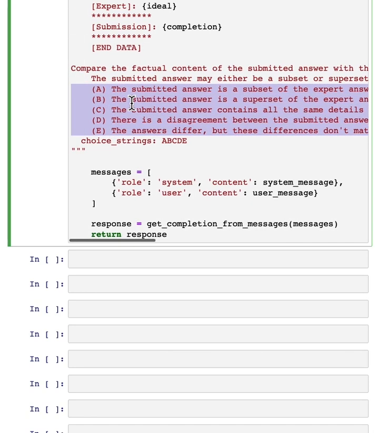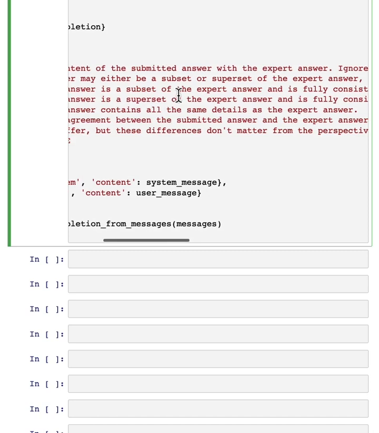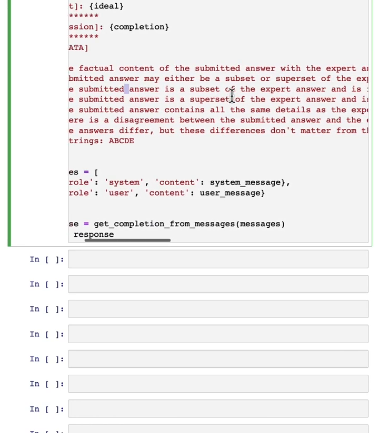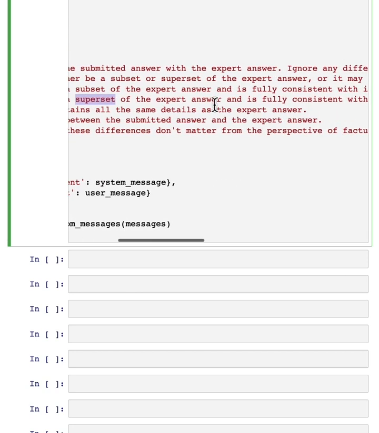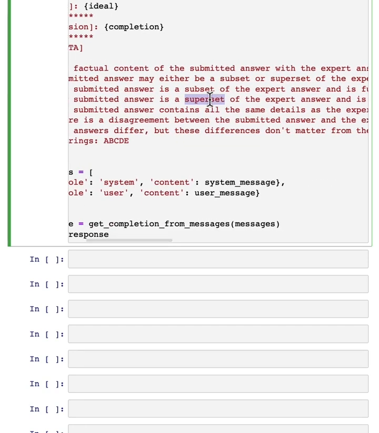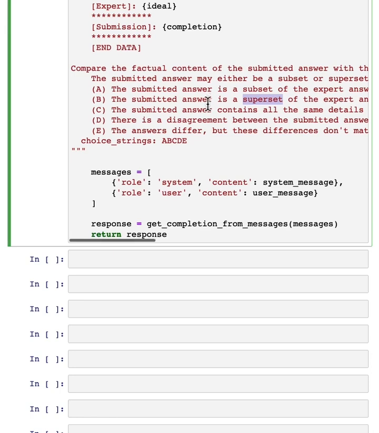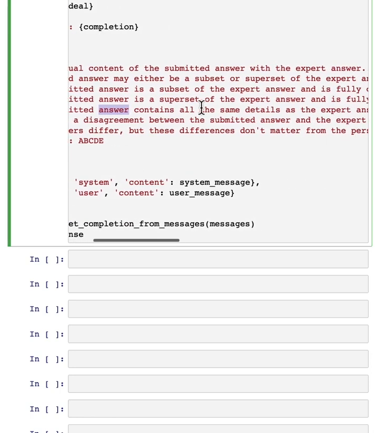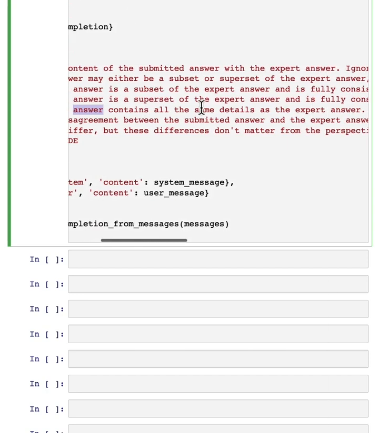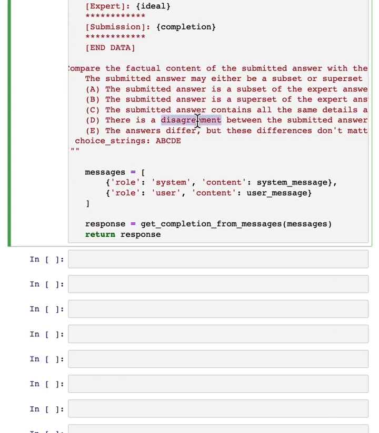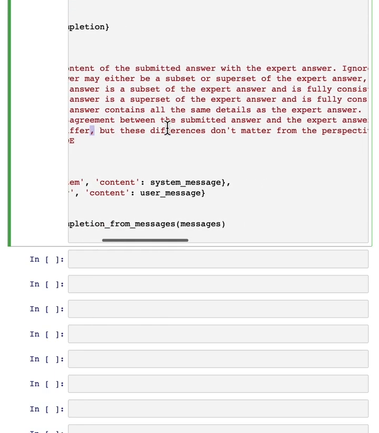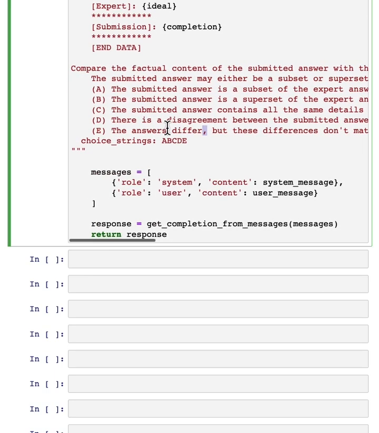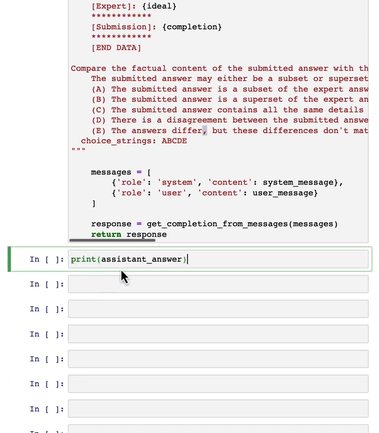A to E, depending on whether the submitted answer is a subset of the expert answer and is fully consistent, versus the submitted answer is a superset of the expert answer, but is fully consistent with it. This might mean it hallucinated or made up some additional facts. Or the submitted answer contains all the details as the expert answer, or whether there's disagreement, or whether the answers differ, but these differences don't matter from the perspective of factuality. And the LLM will pick whichever of these seems to be the most appropriate description.